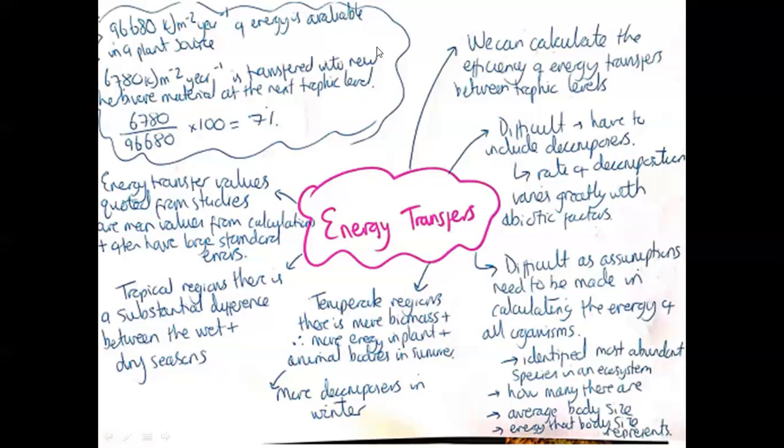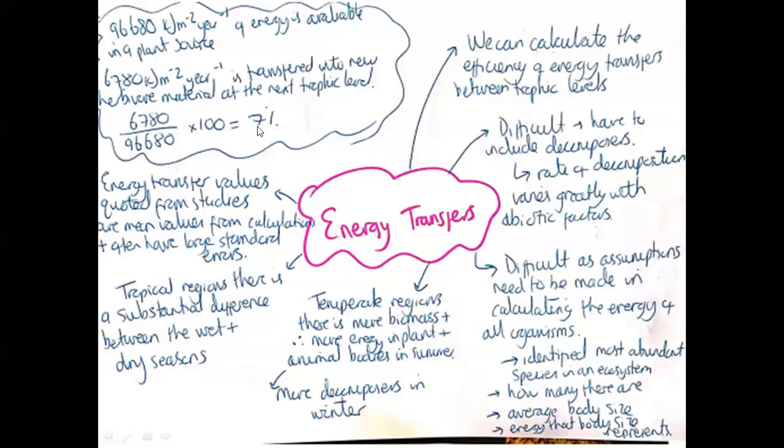6,780 kilojoules per meter squared per year is transferred into new herbivore material at the next trophic level. So they might say calculate the percentage of energy that is transferred. Might be the kind of tail end of that question. So we're just going to take our 6,780, divide it by our original, and then times by 100. So like you would calculate your percentage for a test. What you got out of the total potential times 100.